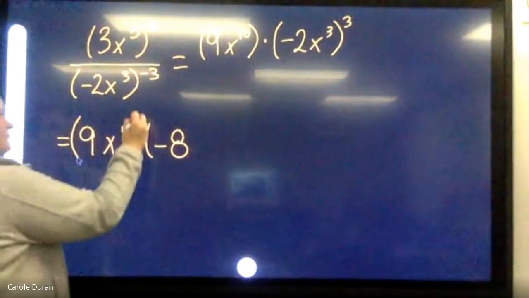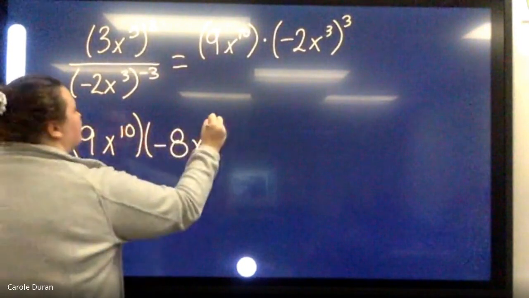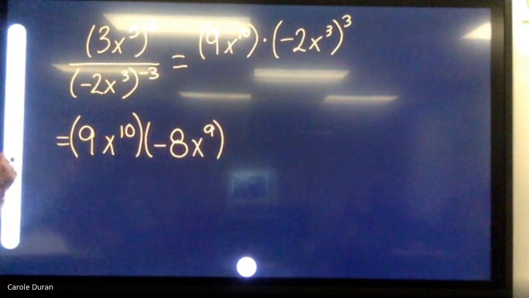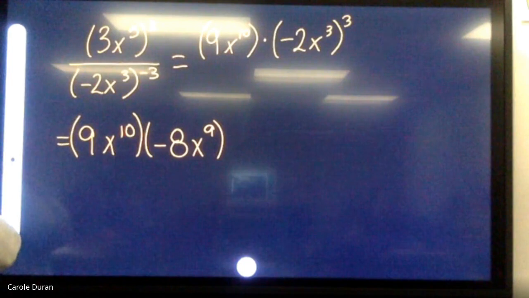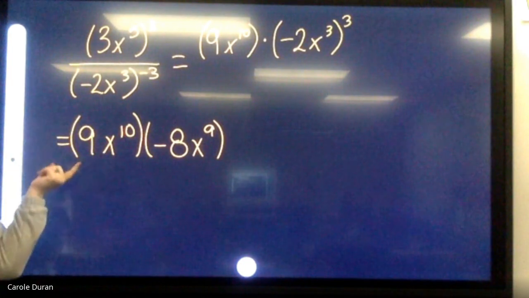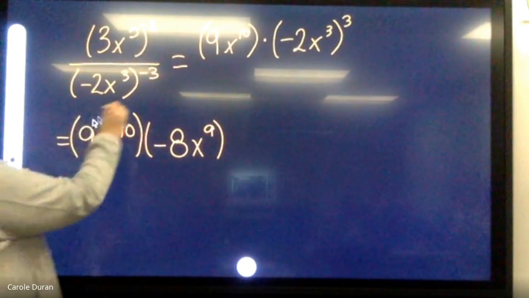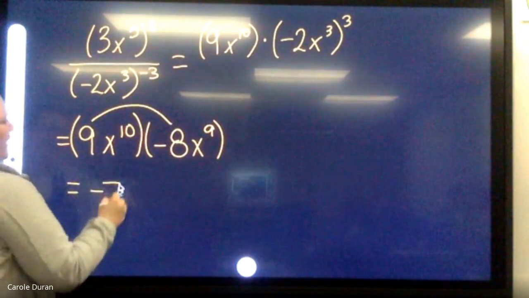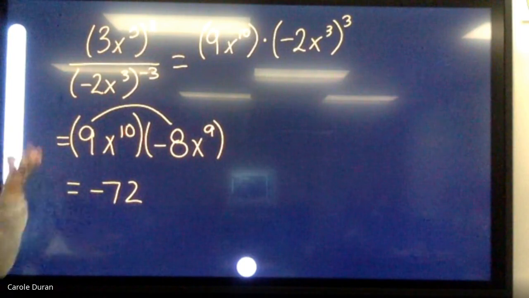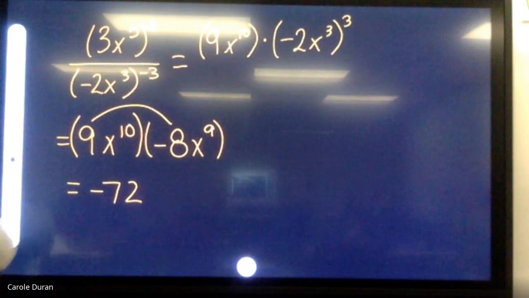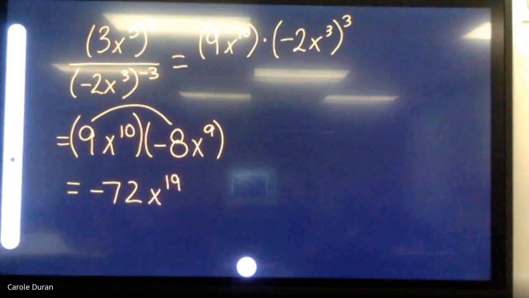What is x cubed cubed? What's 3 times 3? 9. Not 3 cubed, it's 3 times 3. When we're doing a power to a power, we just multiply them together. Okay, so now I have 9x to the 10th times -8x to the 9th. I'm multiplying these together, so 9 times -8, and then x to the 10th times x to the 9th. They have the same base, x, so I'm going to add the exponents. It becomes x to the 19th. So -72x to the 19th power.